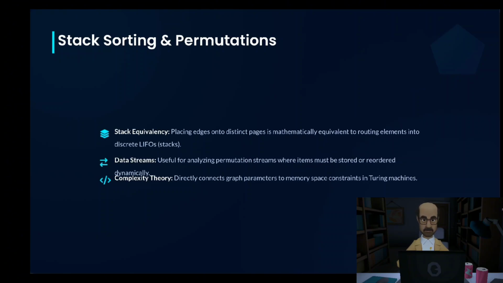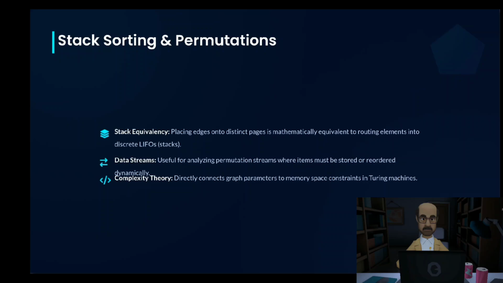This brings us to data streams. This concept becomes incredibly useful for analyzing permutation streams, where items or data packets must be stored or reordered dynamically in real-time system environments. And finally, this extends directly into complexity theory. By understanding book embeddings, we can directly connect graph parameters to memory space constraints in Turing machines, helping us measure the true computational limits of an algorithm.